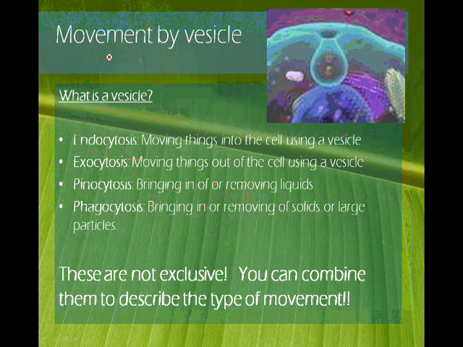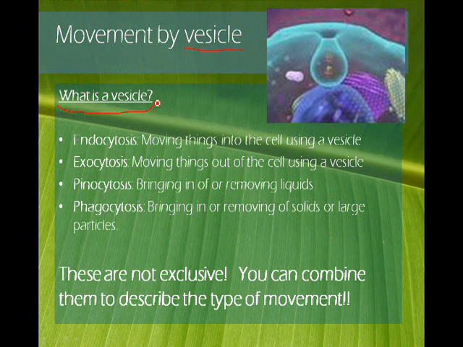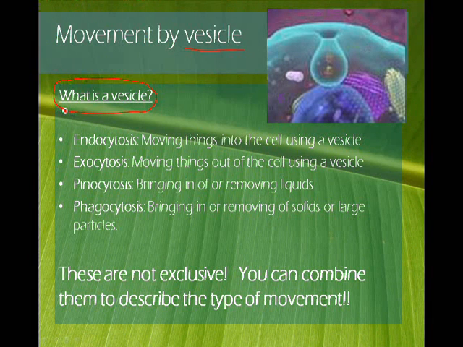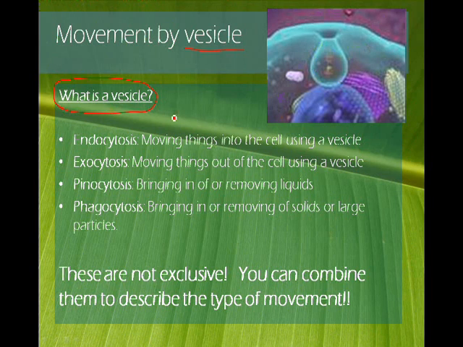The last types of movement are movement by vesicle. Ask yourself this question: what is a vesicle? A vesicle is a pouch, a membrane-bound pouch, and it can hold a number of things. Lysosomes are vesicles that hold digestive enzymes. But the vesicles that we're talking about here are basically just going to contain pouches of whatever's needed. Vesicles can move things two ways: into the cell or out of the cell.